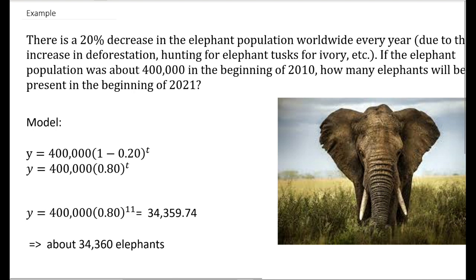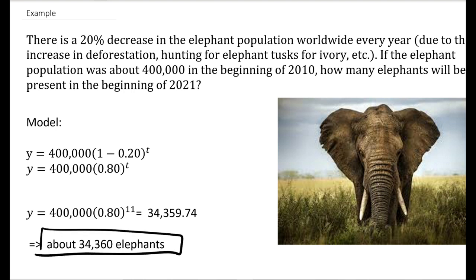So once we come up with that model, we want to plug in 11 for the time, because the difference between 2021 and 2010 is 11 years. And therefore we get 34,359.7 elephants, but it doesn't really make sense to have a decimal for creatures that we're talking about. So we're going to round it to about 34,360 elephants, which is pretty small. And therefore you can kind of see why if this trend were to continue, then we're going to see extinction of a species, right? And therefore we want to be able to preserve those animals.